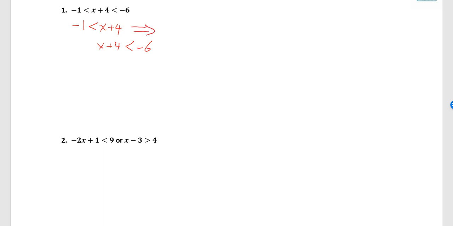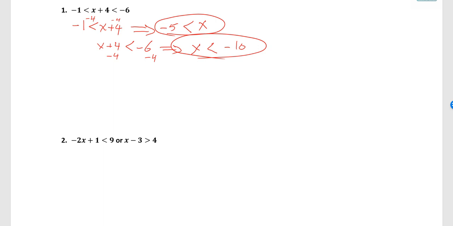So for the first portion, I can subtract 4 from both sides, right? So I'm going to have minus 1 minus 4, which is minus 5, is less than x. And then for the second portion, I can also subtract 4 from both sides. So I'm going to have x is less than minus 6 minus 4, which is minus 10. Okay? So this is my first part of the solution, and this is my second part of the solution. x is greater than minus 5 and x is less than minus 10.